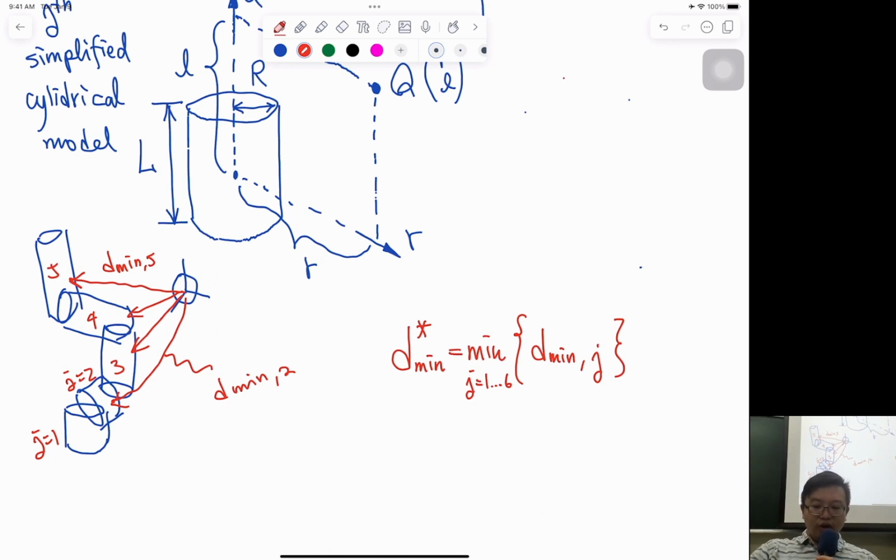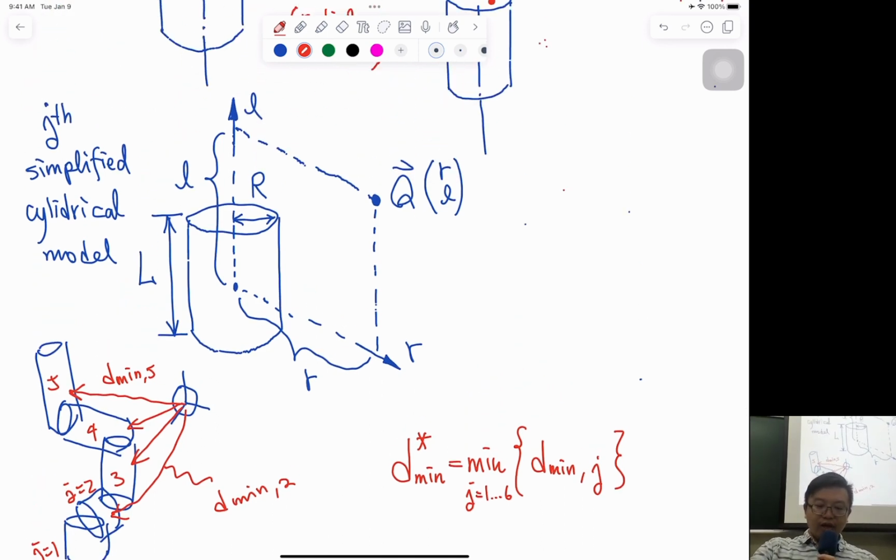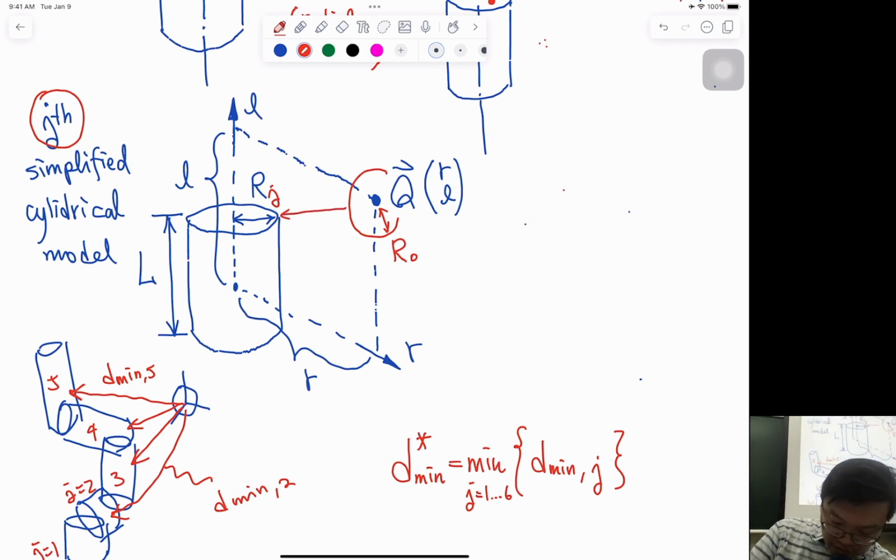So now what we want to do is to figure out, this is the jth one. This is the jth one. So I'm going to call this radius Rj, the radius of the cylinder. And for the spherical obstacle, I'm going to call this R0. Okay? And then we are trying to determine this D minimum, comma J. So how do we do that?